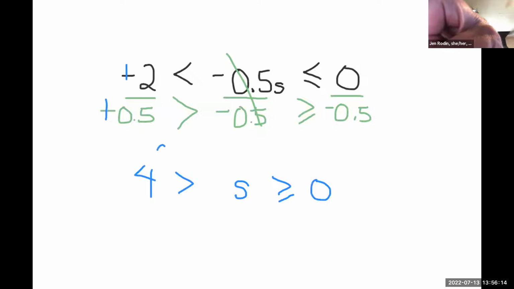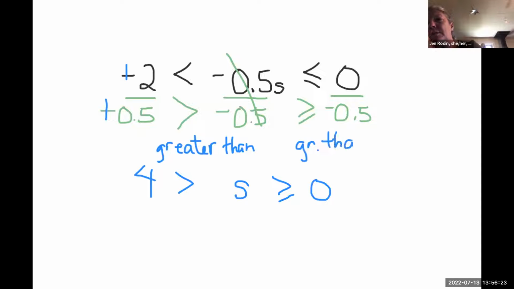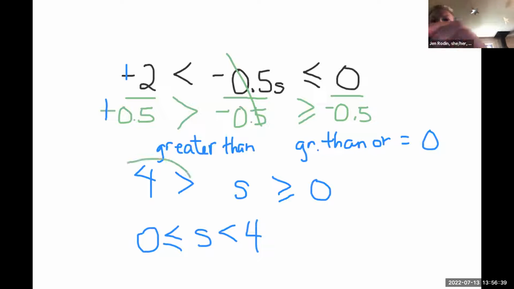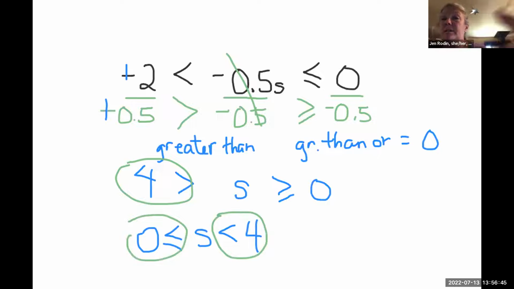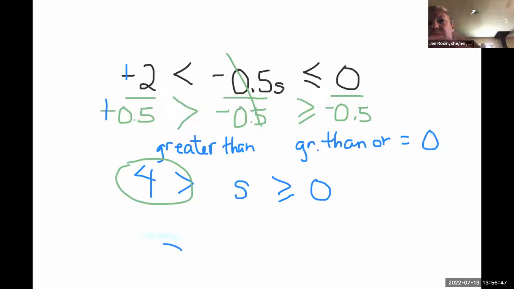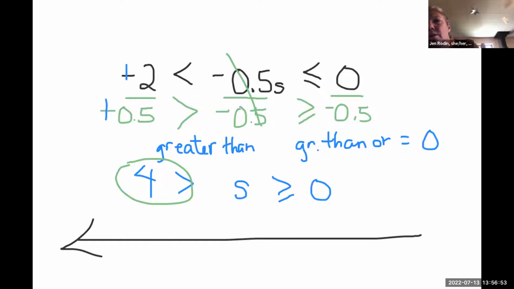And this is not wrong to write it this way. 4 is greater than S, which is greater than or equal to 0. So that's not wrong to write it that way. S is between 0 and 4. But I usually rewrite it if this doesn't mix you up. You don't have to do this. But for my brain to understand it, the 4 had the no bar underneath it, the 0. But see, now I changed the arrows again. So that might be too confusing. I don't know. So let's just look at it this way. S is between 0 and 4.